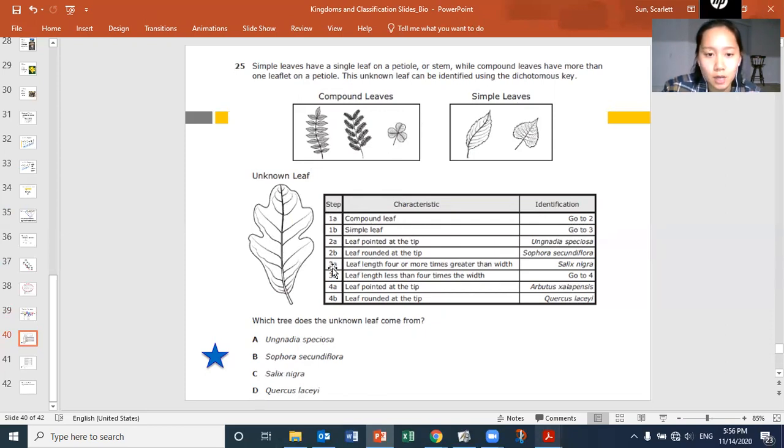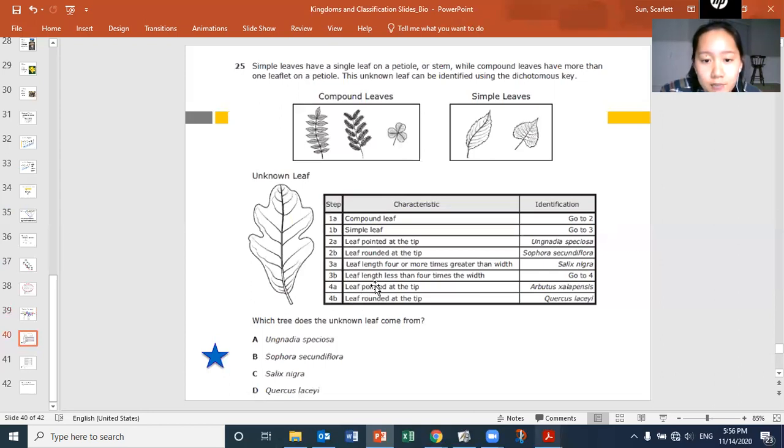In step 3, there's options A and B. Is the leaf length 4 times or more greater than the width? Or is the leaf length less than 4 times the width? Right? The width is pretty wide. So I would say if you went like this, the length is only about 2 times, right? It's not 4 times, right? Because if you take this width and you double it, you get actually the length. So it's not 4. Okay, so we're going with 3B, which says the leaf length is less than 4 times the width. So we're going to go to step 4 now.